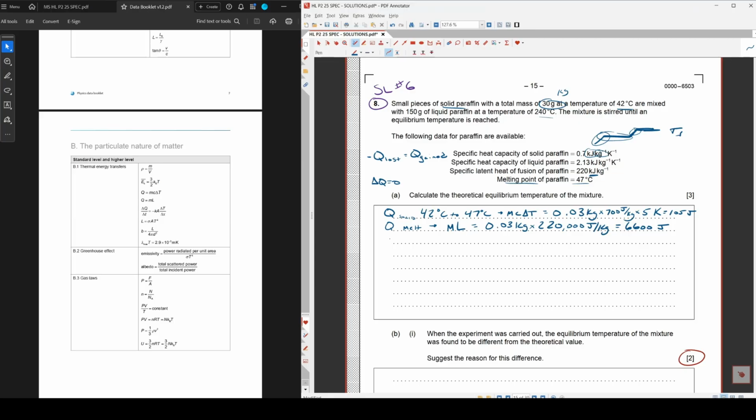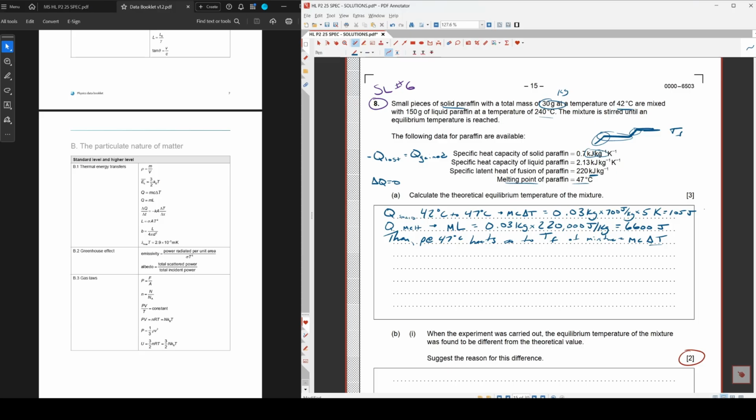Okay, and then let's see. The paraffin at 47 Celsius heats as well, heats to whatever the final temperature of the mixture is. And that's going to cost me MC delta T worth of energy. And this I don't know yet. All right, those three things all have to happen to the solid paraffin.